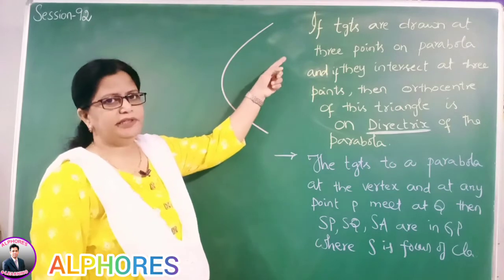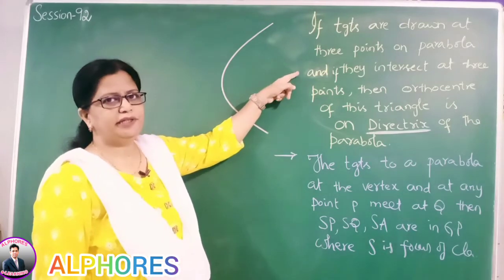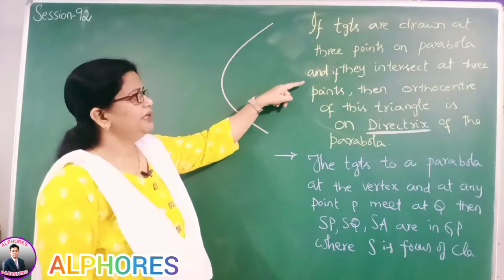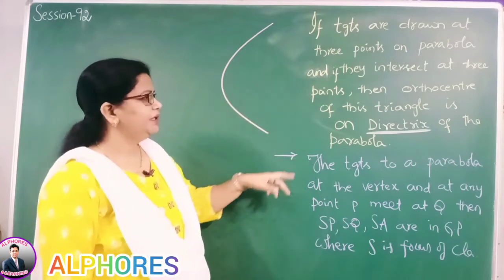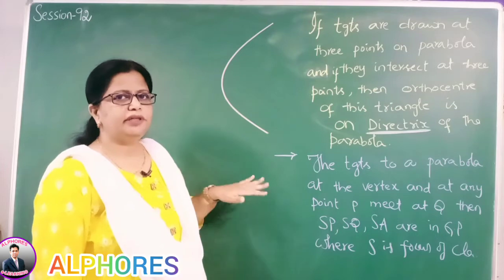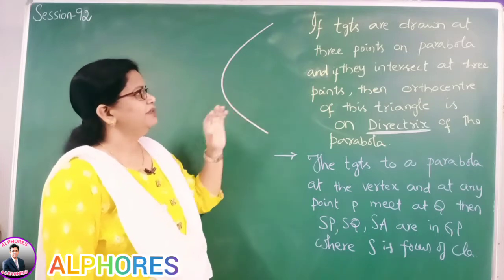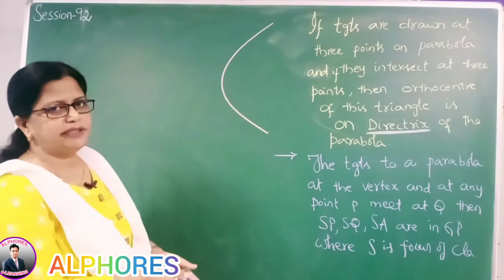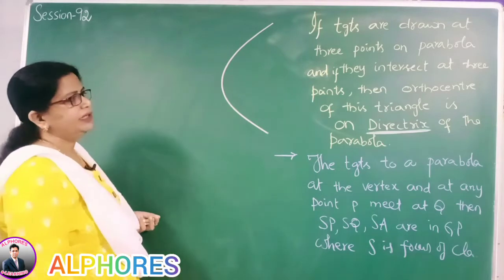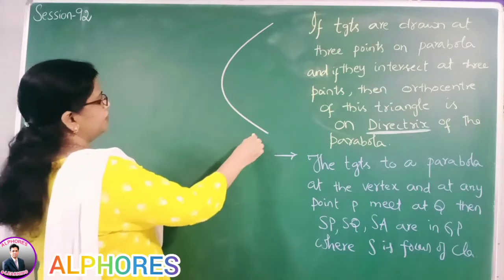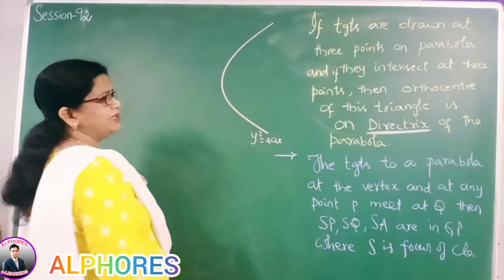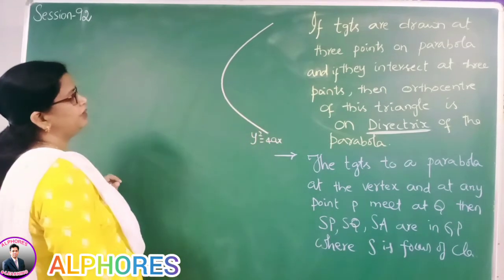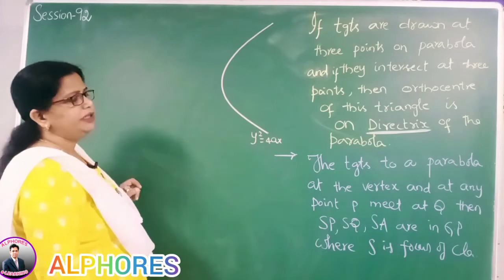Now observe, students, tangents are drawn at 3 points on a parabola, and if they intersect at 3 points, then the orthocenter of this triangle is always on the directrix of that parabola. So observe carefully, 3 tangents are taken at 3 points. So let us take the standard parabola. Of course the property is applicable for any kind of parabola. Now we are using y square is 4ax.